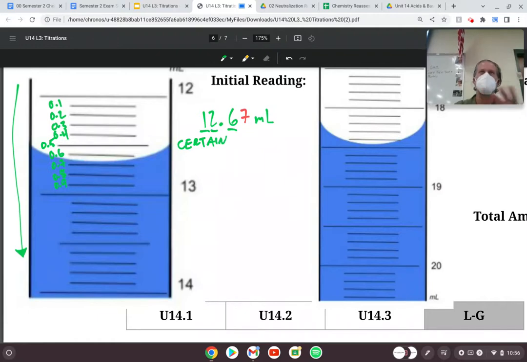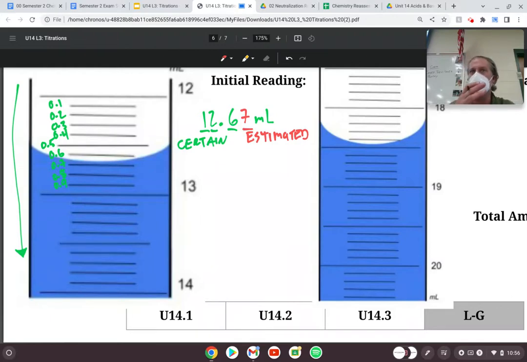Like those are for sure. But this red value here is an estimated digit. Okay, and it's a guess. And the other thing that I would like to point out is that not everybody reads the same measuring device exactly the same. What I mean by that is that I might look at that and say it looks like 12.67 to me. You might look at that and say, I don't know, it looks like 12.65 to you. That doesn't mean that I'm right and you're wrong.